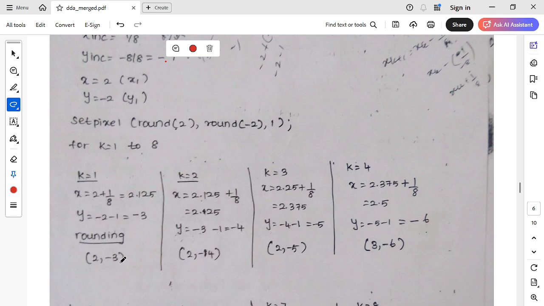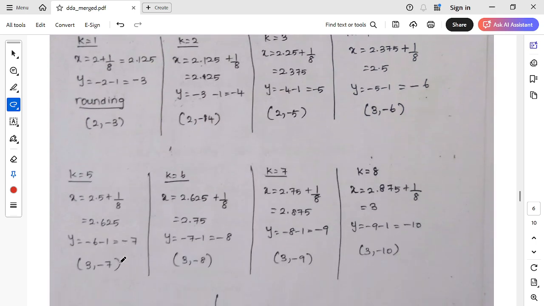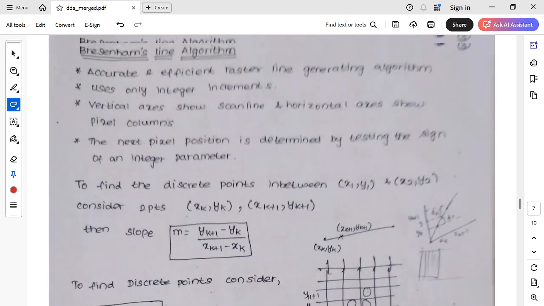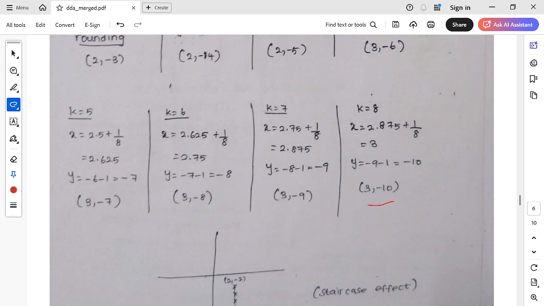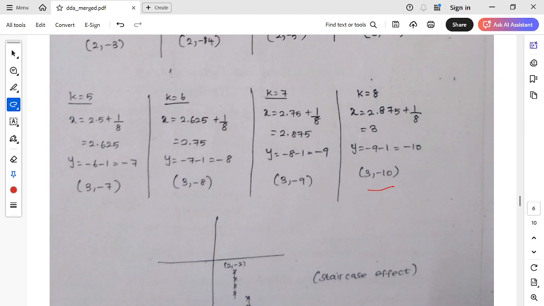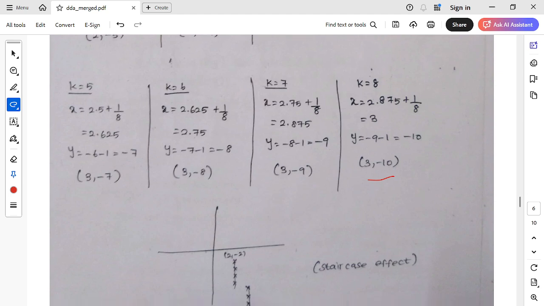So the starting point is 2 comma minus 3, and the end point at the eighth iteration you're getting to be 3 comma minus 10. So this is how you'll be plotting the output. So here also you can see the jaggies, that is, a staircase effect. This staircase effect is mainly due to the rounding operations.